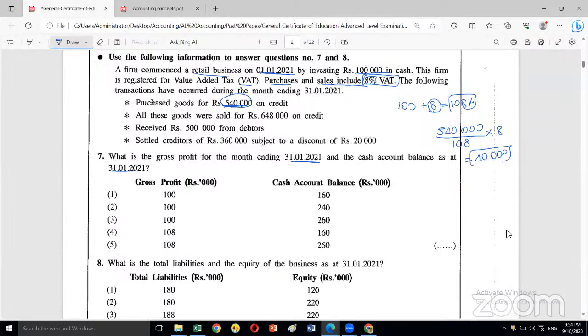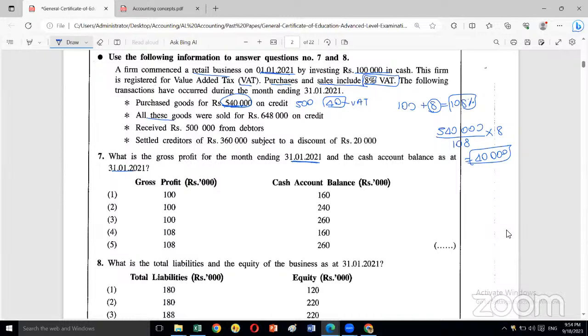Some students have sent me the answers also. Excellent. Now see, purchase goods for rupees 540 on credit. Inside this 540, only 500 I can record as a purchase. 40,000 is the purchase VAT. And after that, we'll go to the next, we'll see the sales.